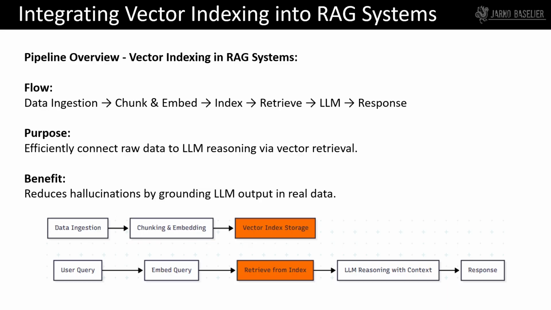And here we have basically the same thing. So at phase 1, we have some data ingestion, chunking and embedding. And then we have a vector index storage. And with the vector index storage, we will have a user query. That query will be embedded. And then that query will retrieve data from the vector index. Once this data is retrieved, then the LLM reasoning with context, and the context is the information that is retrieved from the index, will take place and will form a response.